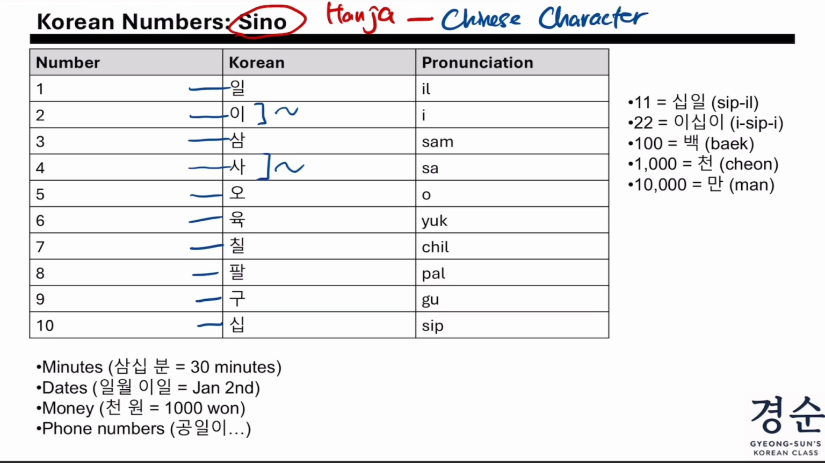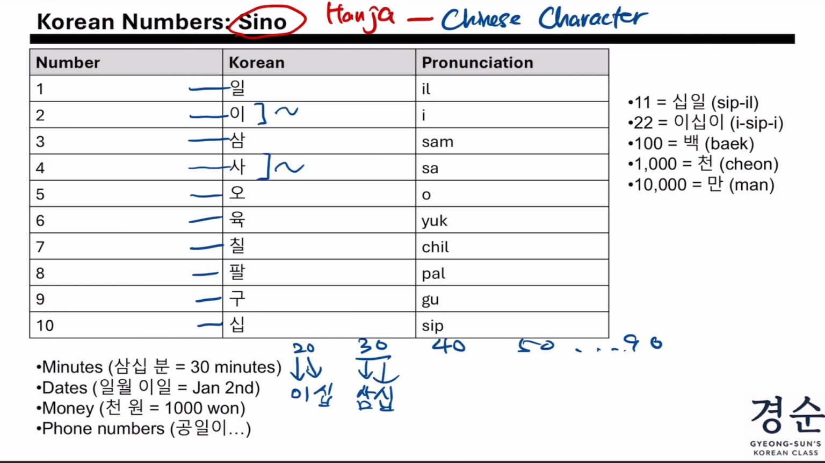So actually, Sino numbers are easier compared to the native Korean numbers. Why? Because when you want to say 20, 30, 40, 50, even until 90, it's very simple. You just combine. How do you say 2? You say 이, right? 이. And then 10 is 십. So 이십. And 30, what is 3? It's 삼. So 삼, and 10 is 십. Basically, it's just as simple as this.